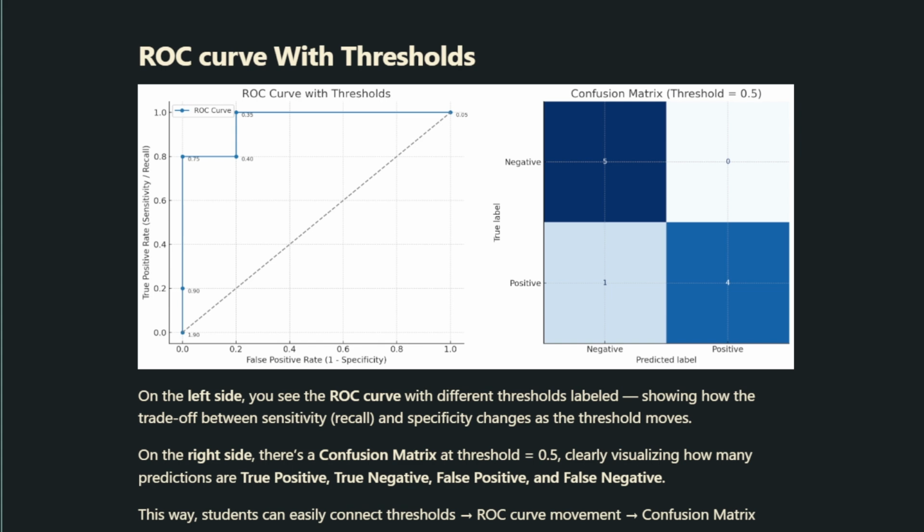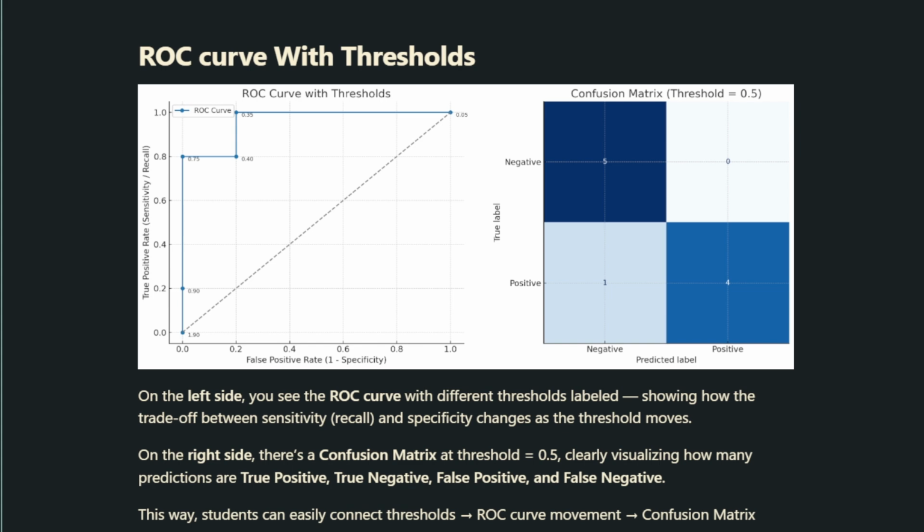By looking at both these visuals side by side, you can now connect the dots. Changing the threshold moves our position on the ROC curve, and at the same time, it changes the entries in the confusion matrix. This way, the ROC curve is not just an abstract graph. It directly reflects what's happening with model predictions in real world terms. And that's where we will wrap up today's session.